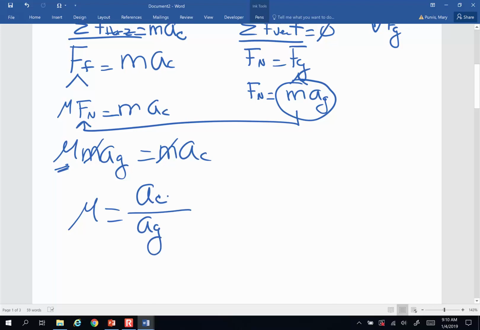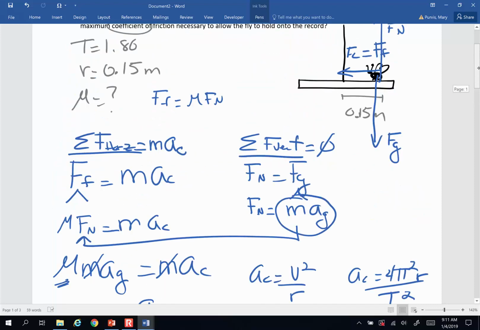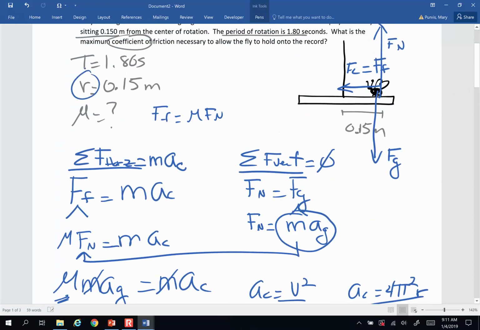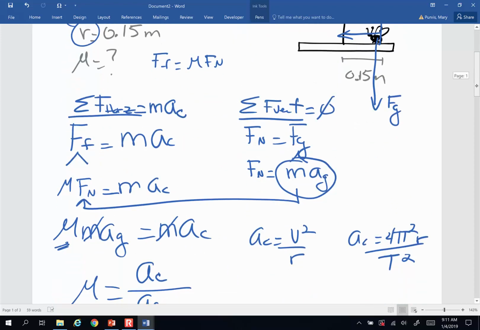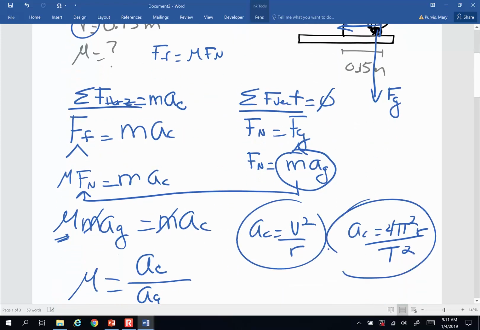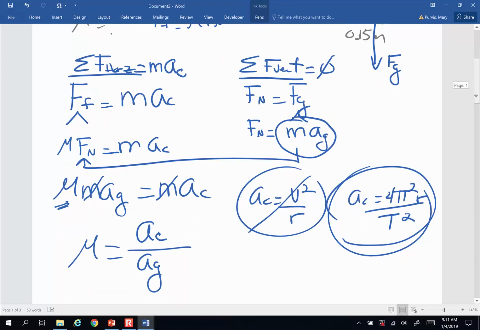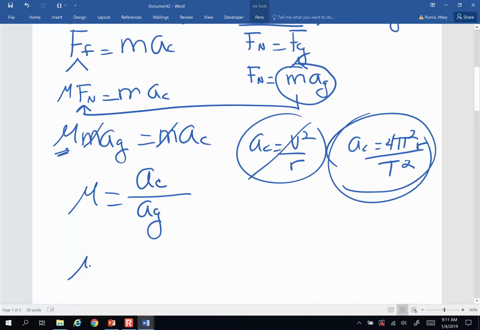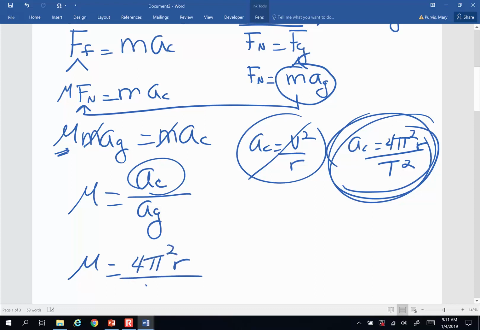Cool, but how do I find centripetal acceleration? I have two equations for centripetal acceleration: v squared over r, or 4 pi squared r over T squared. So let's go back and take a gander at our data and see what I've got. I've got radius, I've got period, so which one of these do you think I'm going to use? Yeah, this one. I don't have angular velocity or linear velocity. So mu is going to be, replacing centripetal acceleration, 4 pi squared r over T squared, and I still have acceleration of gravity down in the basement.